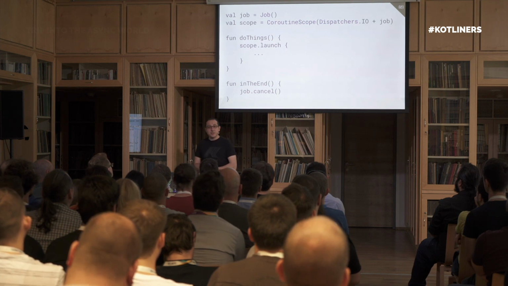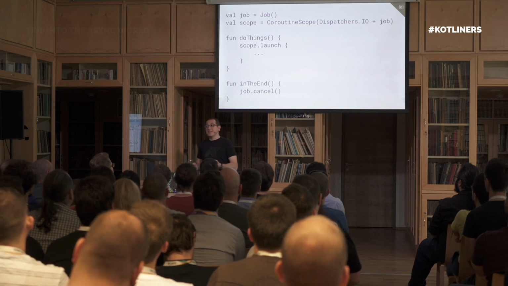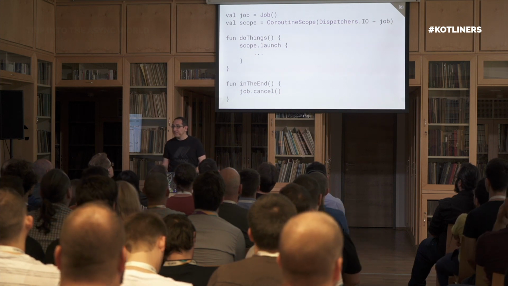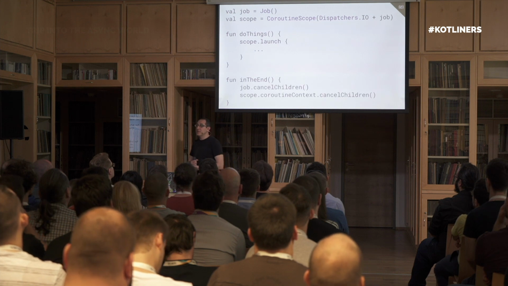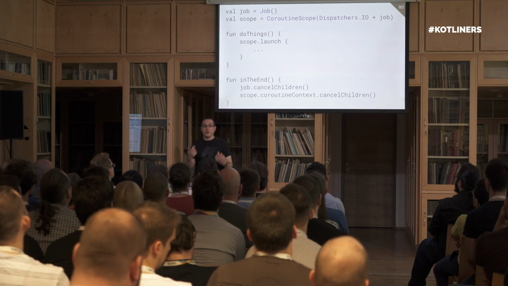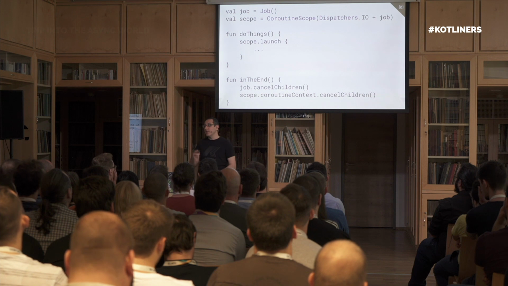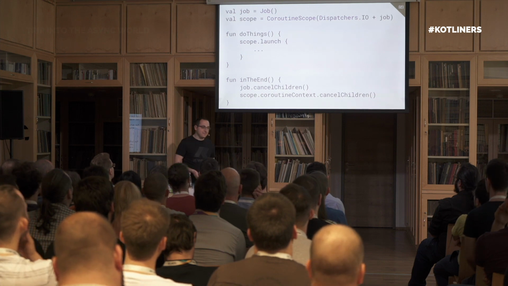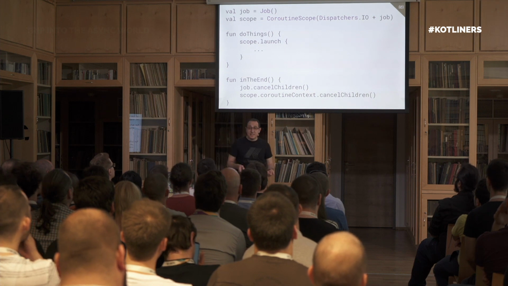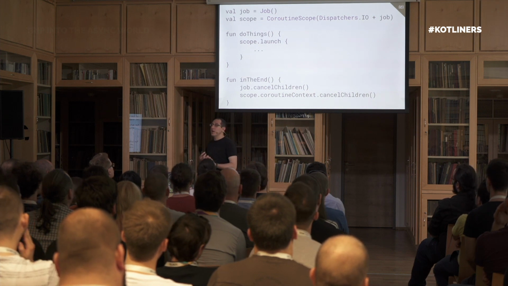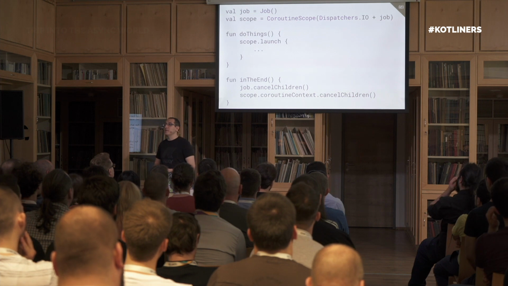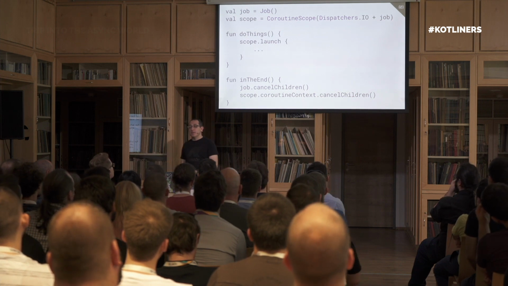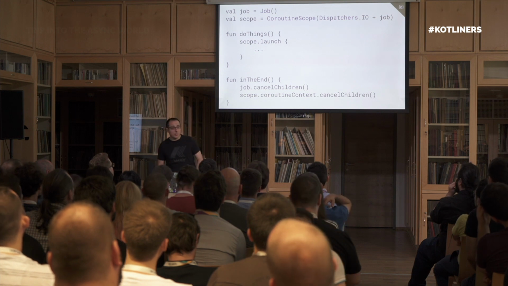Or I could have read the documentation a bit more and use something else. So instead of using the job.cancel, I could use cancel children, or going from the scope, getting the coroutine context, and invoke cancel children on that. They actually do exactly the same thing. It depends on how you code. So if you keep a reference to the job, more than fine. If you don't, well, you can use the scope.